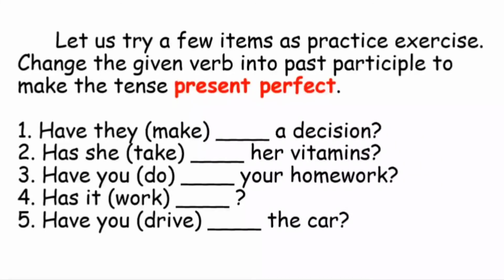Let us try a few items as practice exercise. Change the given verb into past participle to make the sense present perfect. Again, pause this video for a while for your answer. Have they make a decision? Has she take her vitamins? Have you do your homework? Has it work? Have you drive the car?